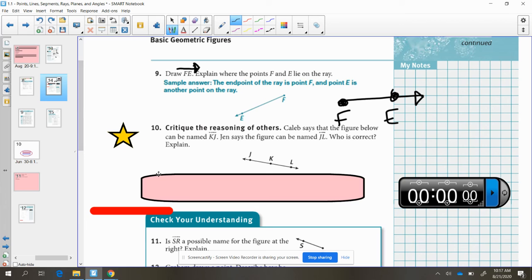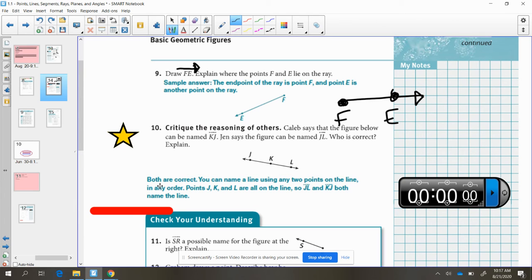Well, the reason this one is so tricky is because it's a trick question, right? They both are correct. We can name it using any of the 3 points on that line. So we could call this line JK. We can call this line JL. We can call this line KJ. We could call it line KL. Because it's going on for infinity, it's assumed it's going to go through there. So both of their answers are acceptable.